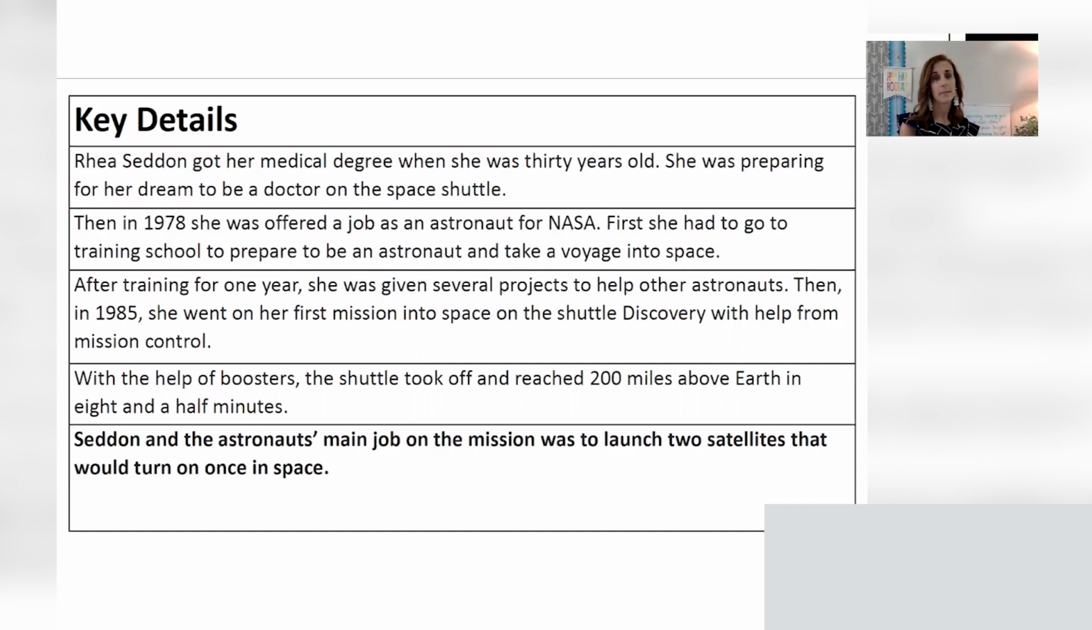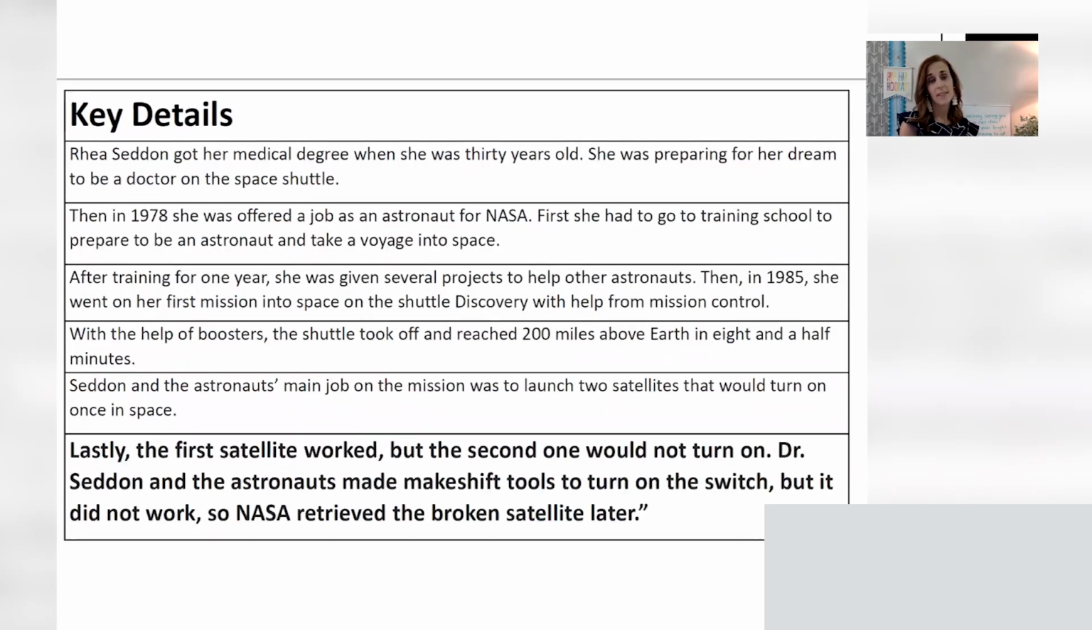Our reading today had several main events. What was the next main event? I think you can do this without help. Excellent. You may have said something like, lastly, the first satellite worked, but the second one would not turn on. Dr. Seddon and the astronauts made makeshift tools to turn on the switch, but it did not work, so NASA retrieved the broken satellite later.